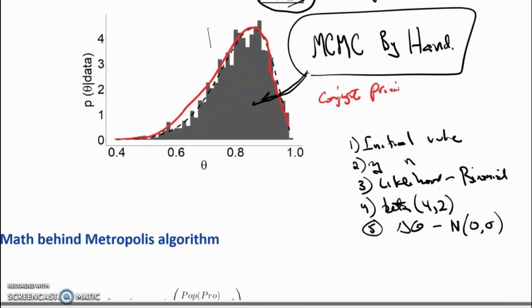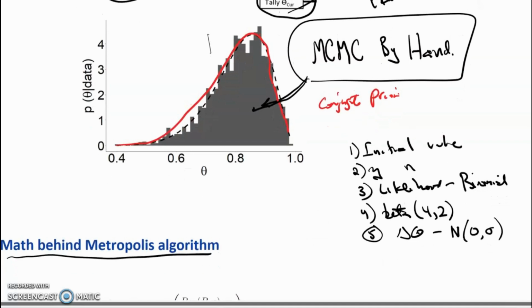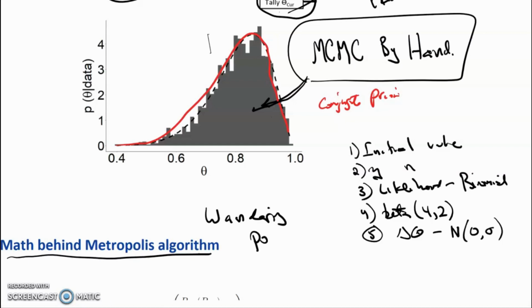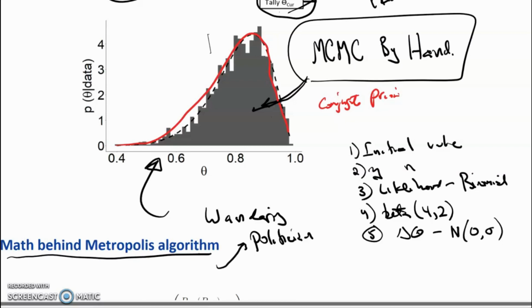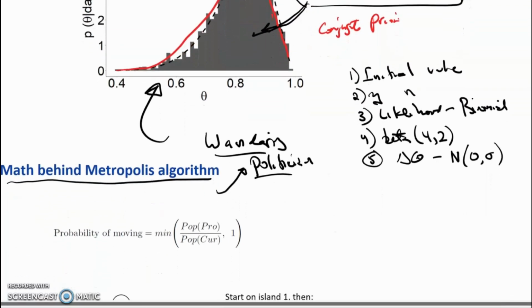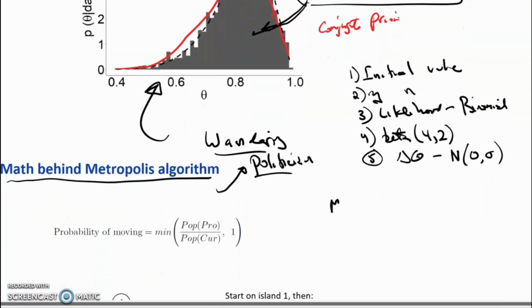Now what I want to do is talk about the math behind the Metropolis algorithm, particularly as it relates to the wandering politician. So remember, the wandering politician was the basis for applying the Metropolis algorithm to Bayes' theorem. Now what I want to do is justify that algorithm by going back to the wandering politician. And this is a Markov chain Monte Carlo.